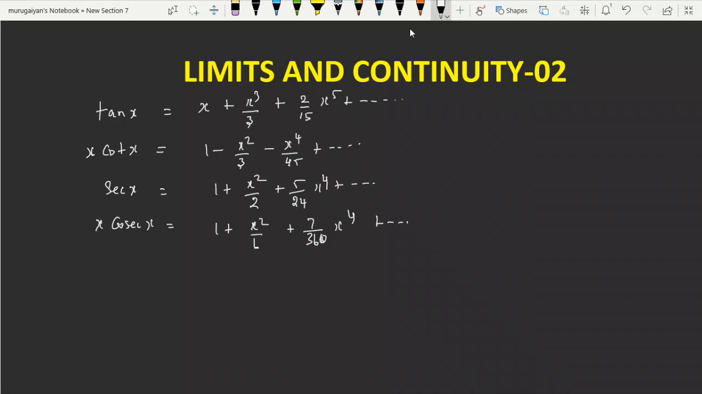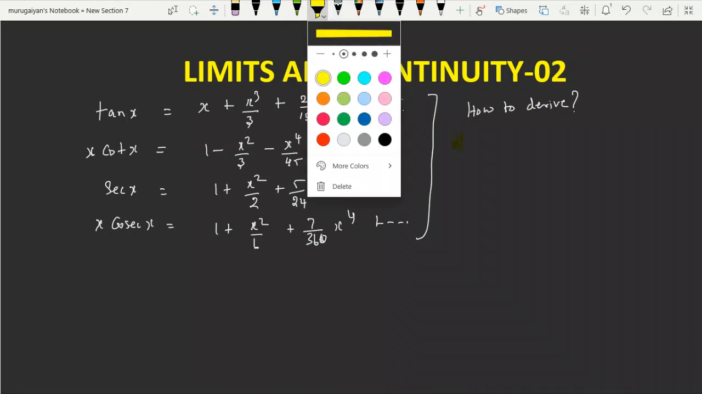Okay, then how to derive all these infinite series? You will have a very big question of how to derive the infinite series. Based on Maclaurin series, we have to use Maclaurin series.